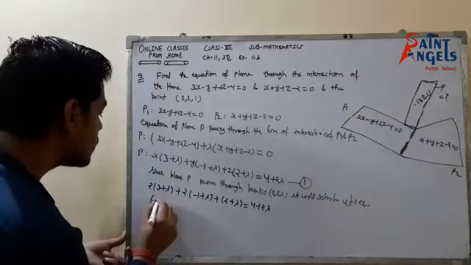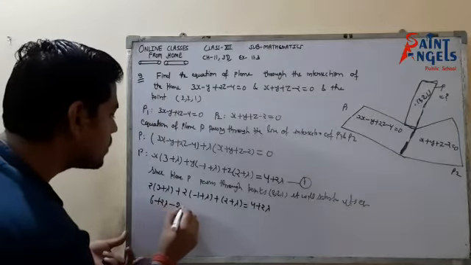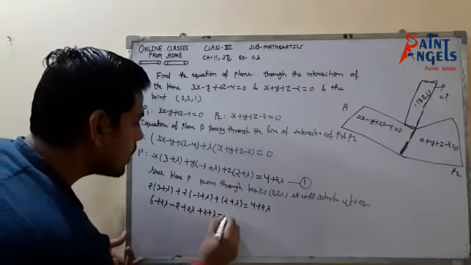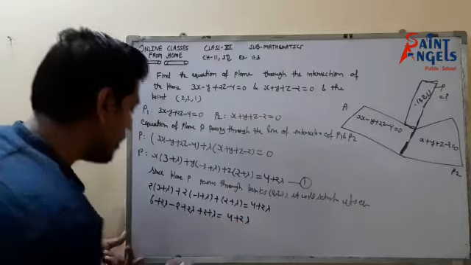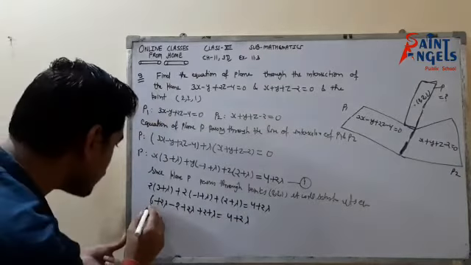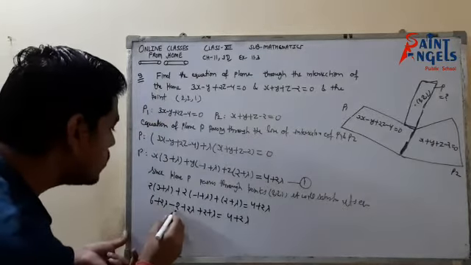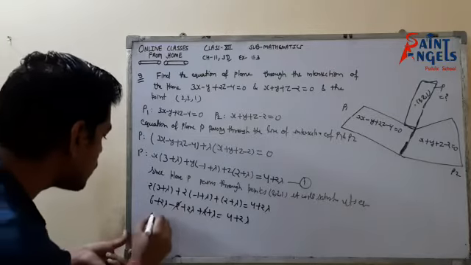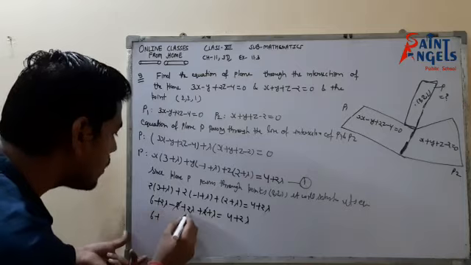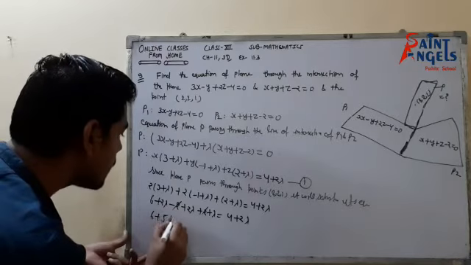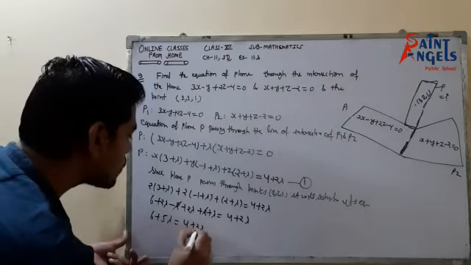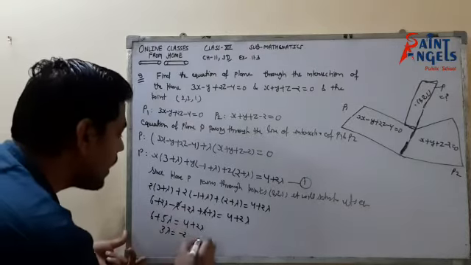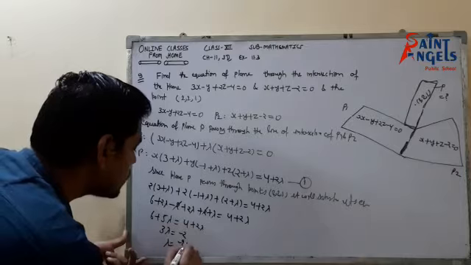So it would be 6 plus 2 lambda minus 2 plus 2 lambda plus 2 plus lambda equals 4 plus 2 lambda. Okay students, so it would be 6 minus 2 plus 2, here minus 2 and that would be cancelled out. So 6 plus 2 lambda plus 2 lambda, 4 lambda plus lambda, 5 lambda equals 4 plus 2 lambda. So it would be 3 lambda equals minus 2 and lambda equals minus 2 by 3.